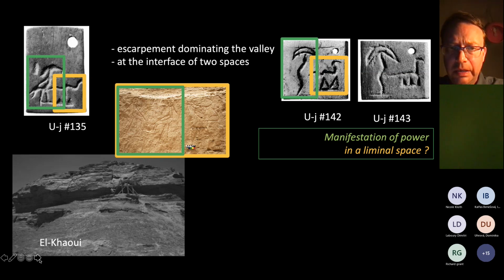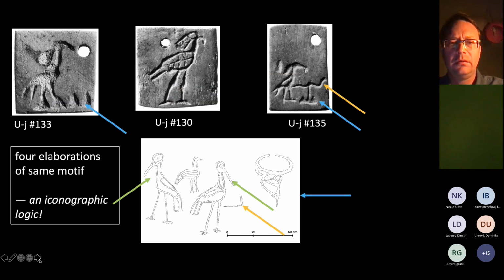So we're getting somewhere, but perhaps we should also observe that we really have four different realizations or elaborations of the same motif. You can have the crested bird, or perhaps it's a secretary bird after all, alone, UJ 130. You can have it only with the hills, 133 on the left, with the snake on the hills, 135 on the right, or additionally flanked by the subtle-billed storks in the El Khawi rock inscription. So this is really an iconographic logic that can be elaborated to various degrees, very explicit or much less explicit.